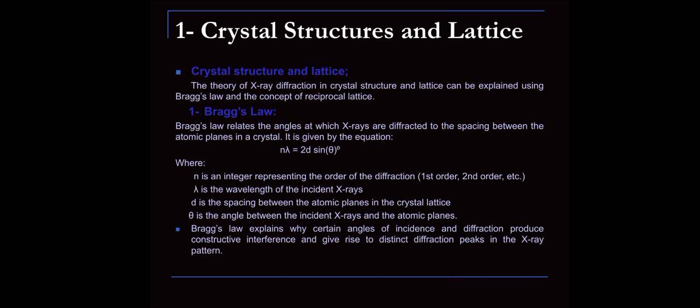First one, Bragg's law. Bragg's law relates the angles at which X-rays are diffracted to the spacing between the atomic planes in a crystal. It is given by the equation n lambda equals 2d sine theta, where n is an integer representing the order of the diffraction, first order, second order, etc. Lambda is the wavelength of the incident X-ray. d is the spacing between the atomic planes in the crystal lattice. Theta is the angle between the incident X-rays and the atomic planes.